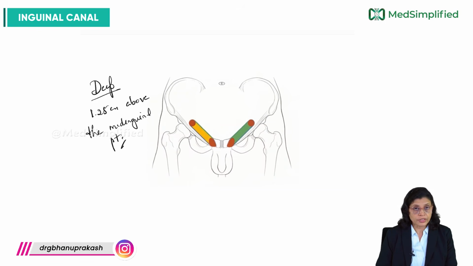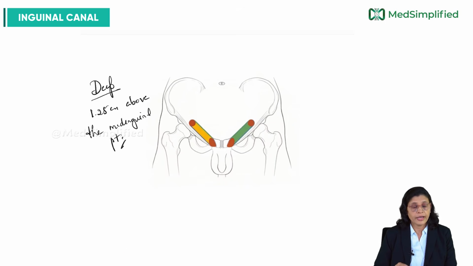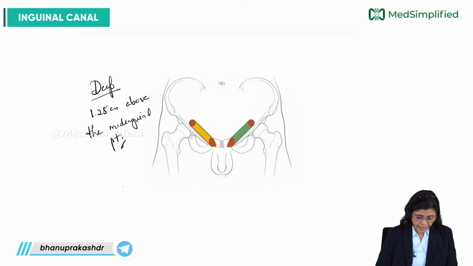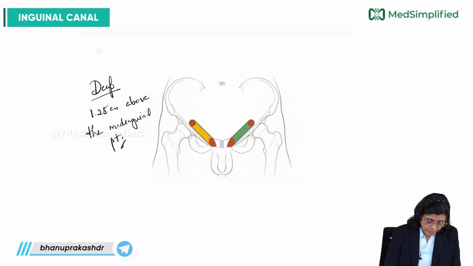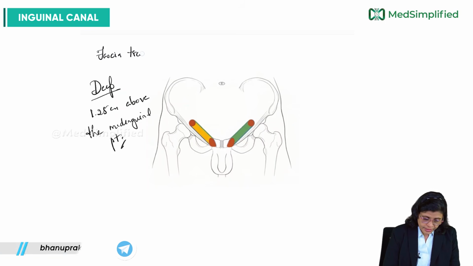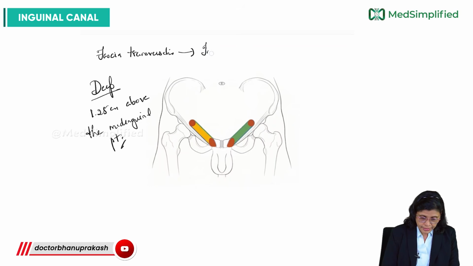So, from the deep inguinal ring margin, the fascia transversalis will be prolonged into the canal, and it will be pulled along into the canal and it forms the internal spermatic fascia. So, you have to remember that the fascia transversalis, when it traverses the inguinal canal, it traverses as the internal spermatic fascia.